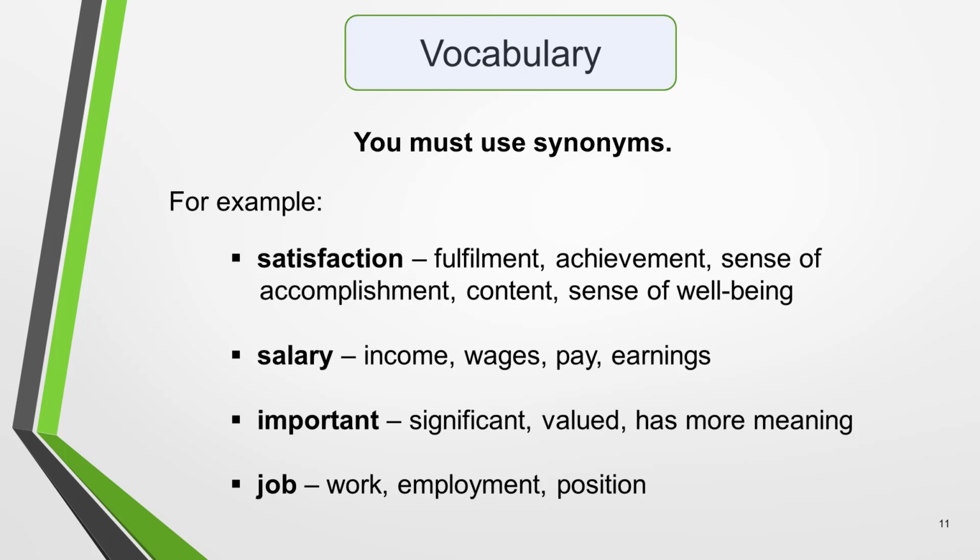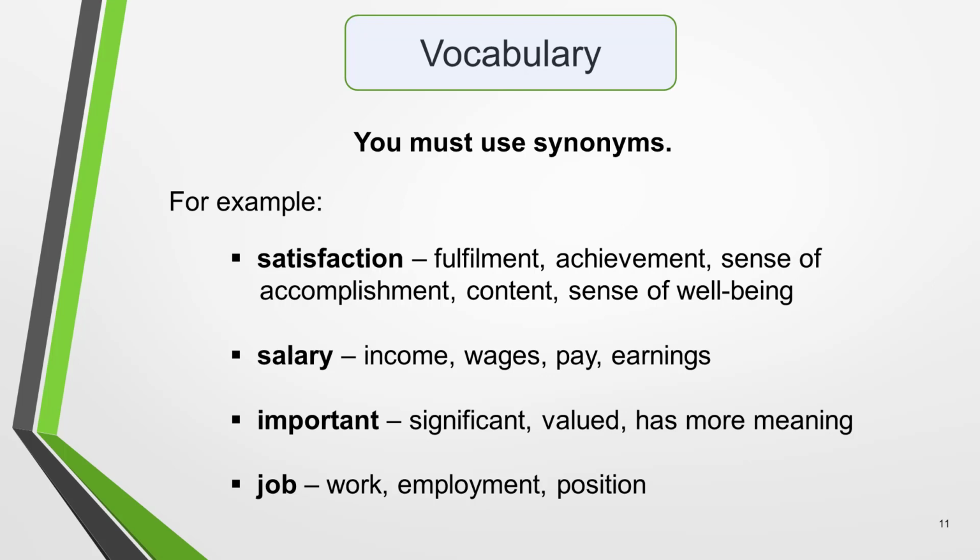For example, for satisfaction we could use fulfilment, achievement, sense of accomplishment, content or sense of well-being. For salary, income, wages, pay or earnings. For important, significant, valued or has more meaning. And for job, we could use work, employment or position.